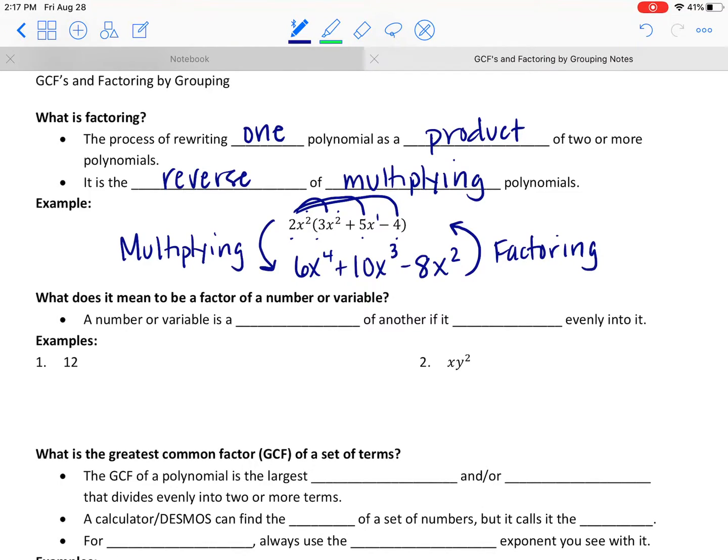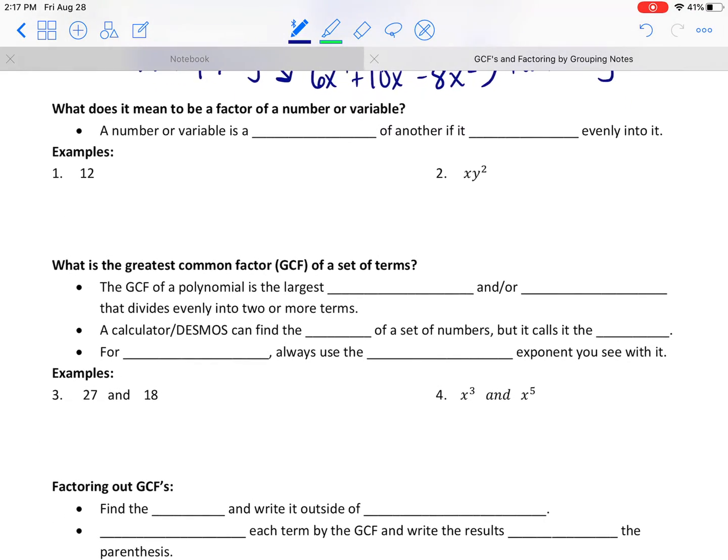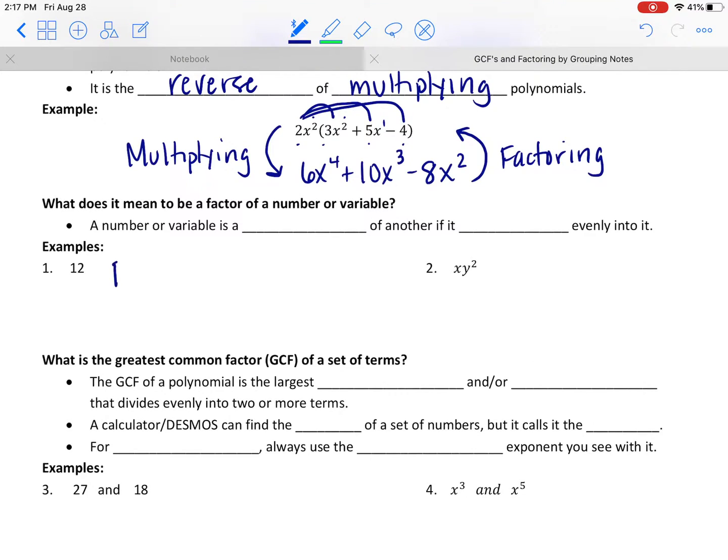We've got the process of factoring, but let's back up a little further, okay? What does it mean for a number to be a factor of another number, or for a variable to be a factor of another variable? So for example here, if I said, what are the factors of 12? Could you tell me all the factors of 12? I'm hoping. Well, 1 would be a factor, so would 2, and so would 3, and so would 4, and so would 6, and then so would 12. So the factors of 12 are 1, 2, 3, 4, 6, and 12, and that is because each of those numbers divides evenly into 12. So a number or variable is a factor of another if it divides evenly into it.